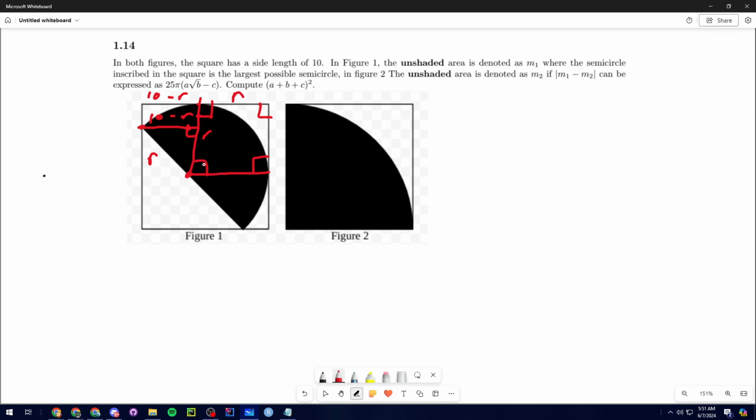You don't need to know it, because this is 90 degrees, and because these two are equal, and since they're equal and they add up to 90, they're both 45. So this is just another 45, 45, 90 triangle in disguise, which means that (10 minus r) times root 2 is equal to r.